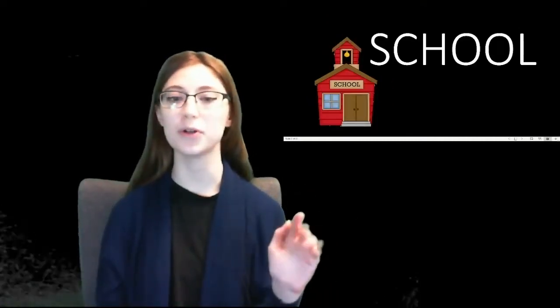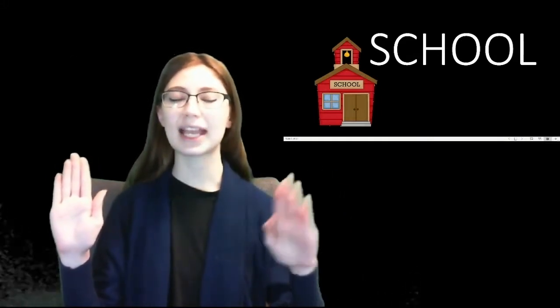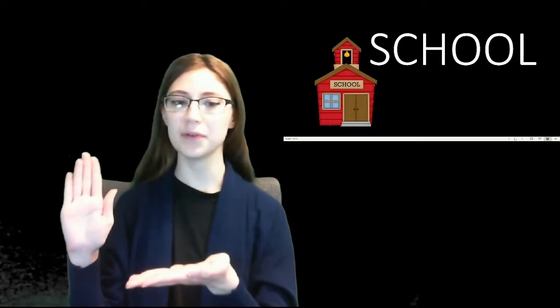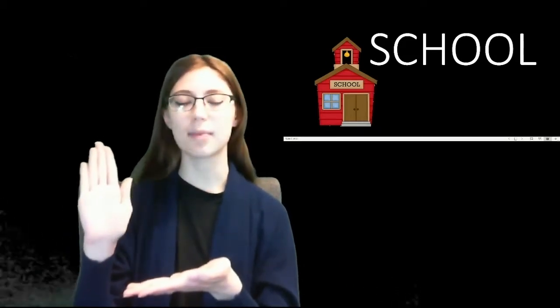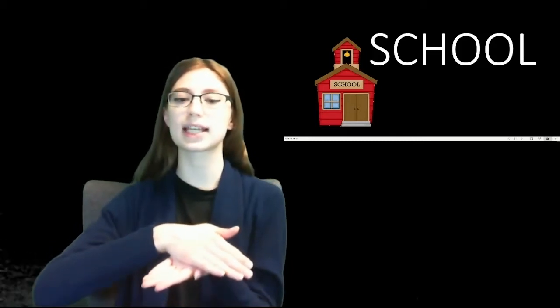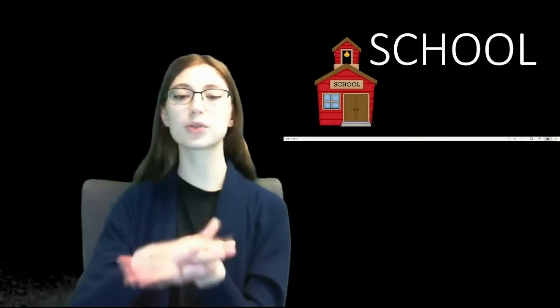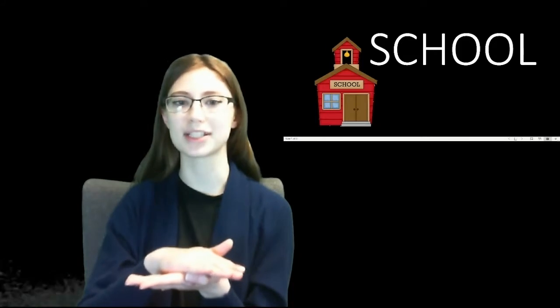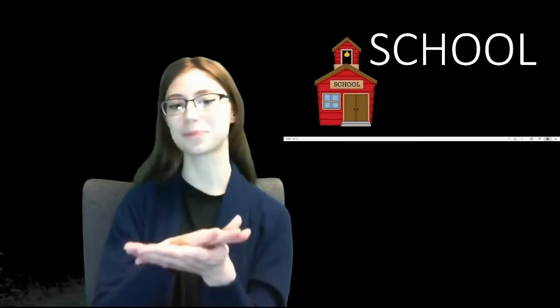School. So for school, you're going to do 2 open B hand shapes. Your non-dominant hand is going to be face up in front of you. And then the palm of your dominant hand is just going to tap twice. So your hands are going to be aligned like this. It's going to clap twice on top of the palm of your non-dominant hand. School.